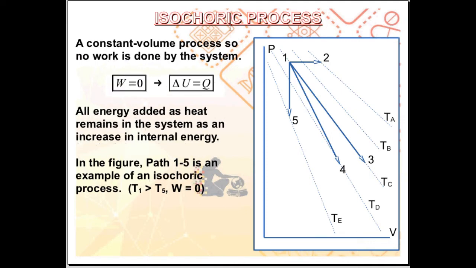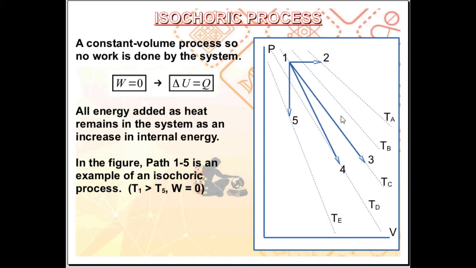Next, we have the isochoric process, which is characterized by constant volume. A constant volume process, so no work is done by the system. You'll recall that our equation for work done is the integral of pressure dV. So if dV or delta V is 0, therefore work done is 0, which means that the change in the internal energy of the system is just equal to Q. All energy added as heat remains in the system as an increase in internal energy.